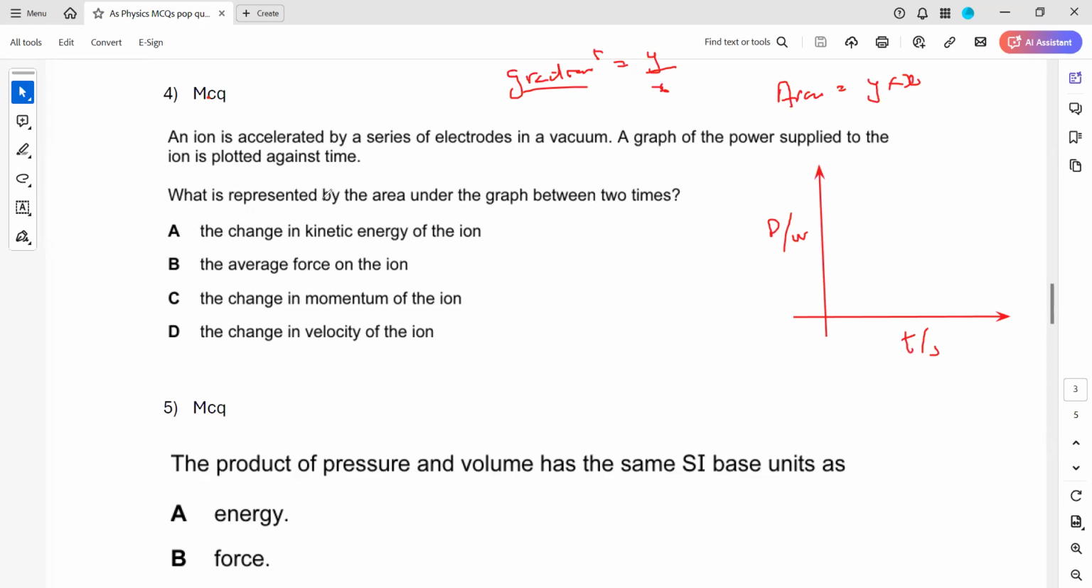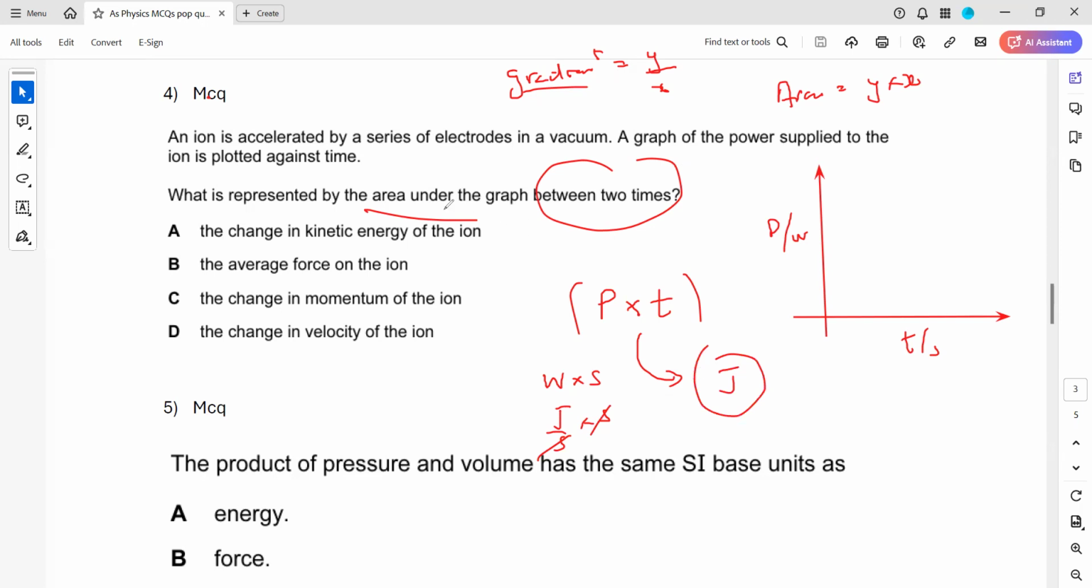Now, what is represented by the area under the graph between the two times? Remember what area represents? Area represents the product of the quantities. So one of the quantities is power, another one is time. So power multiplied by time. When power is multiplied by time, what do we get? The unit of power is watt and time is second, and watt is joules per second. So second cancels with second, we get joules. What is the joule? Joule is actually the unit of energy.